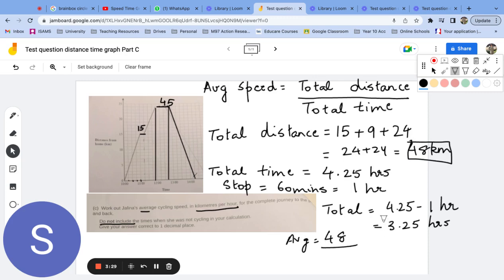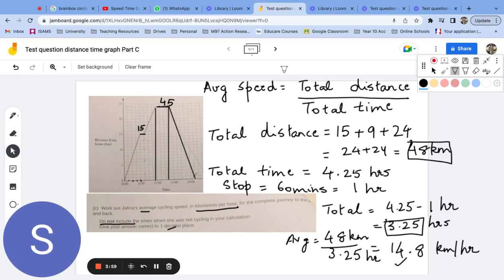Total time is 3.25 hours. So 48 over 3.25, where this is in kilometers and this is in hours, so you know you're getting your answer in kilometers per hour, which is 14.8 kilometers per hour. The answer was actually 14.76. I've rounded it up to 14.8 because it says up to 1 decimal place. Okay, so this is your answer.